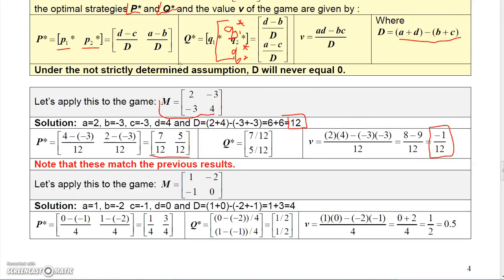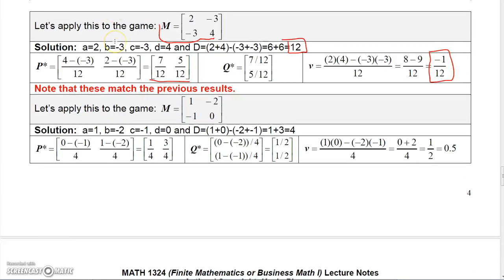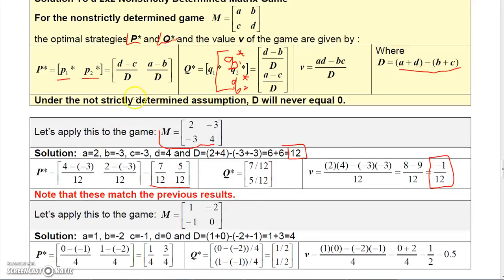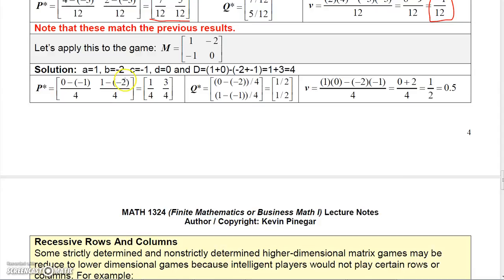Now, going back to the formula for P star, I need (D minus C) over D and (A minus B) over D. Well, D minus C would be 0 minus -1, which is just going to be 1 over big D. The big D is 4. And then to find A minus B, I would have 1 minus -2, which is 1 plus 2, which is 3, over capital D, so it would be 3/4. So P star would be 1/4 and 3/4.